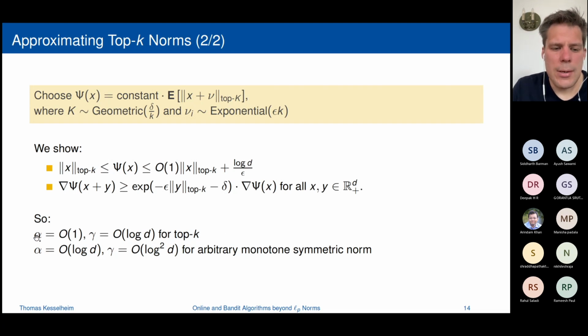And then we see that with this alpha being a constant, this gamma is O of log D. So actually for every top K norm, we would get an O of log D competitive algorithm. And with this reduction to top K norms of all monotone symmetric norms, we would get this O of log squared D competitive algorithm, because we lose exactly this further log D factor from the reduction I was showing before.